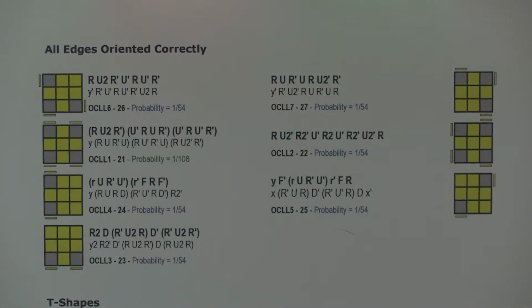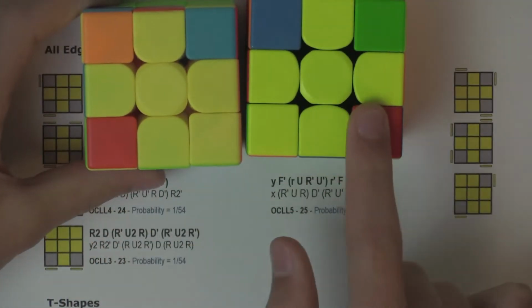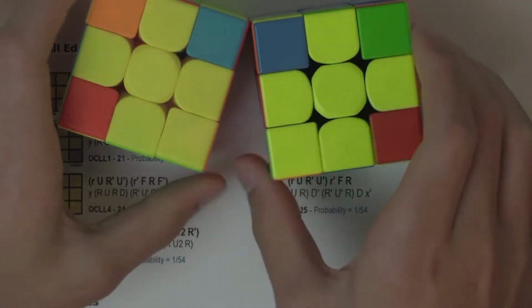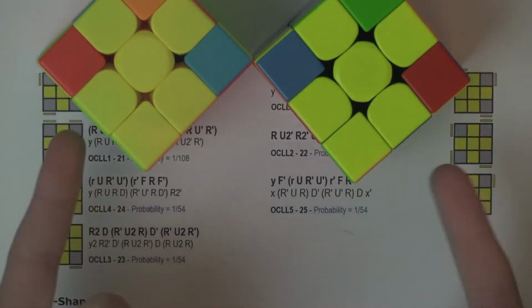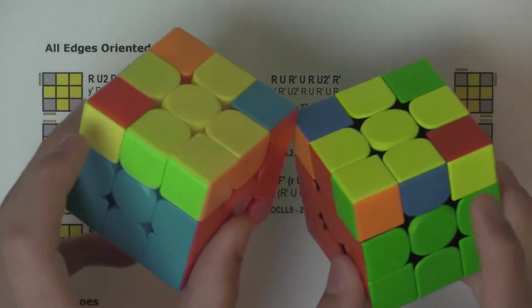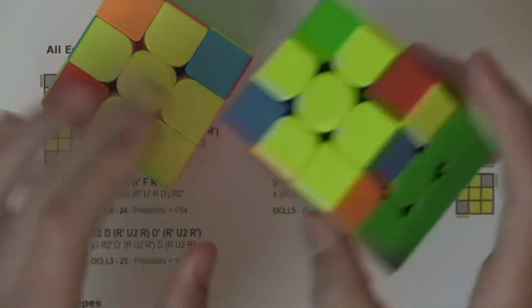So the first 2 cases we're going to go over are soon and anti-soon. This is anti-soon, this is soon. What you can do is point these fish things towards you, and just look at which of these corners is facing you as well. So for anti-soon, the left one will be, and for soon, the right one will be.